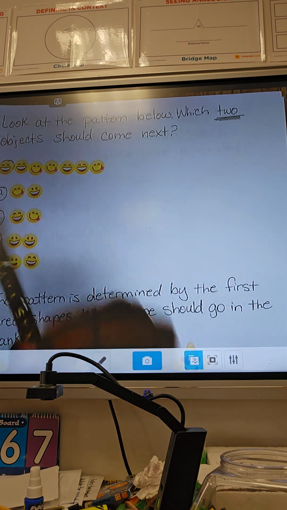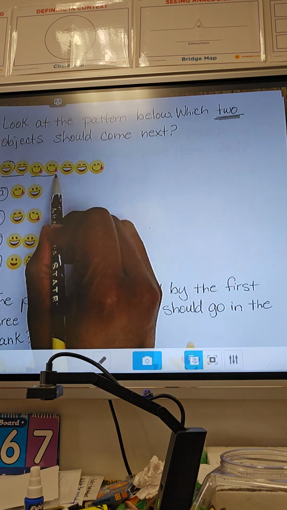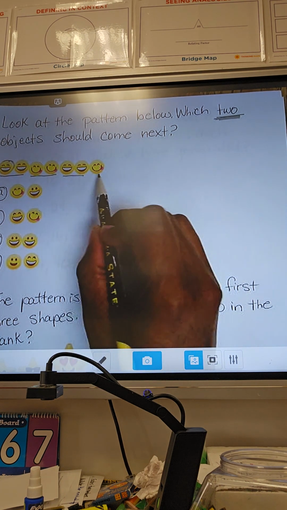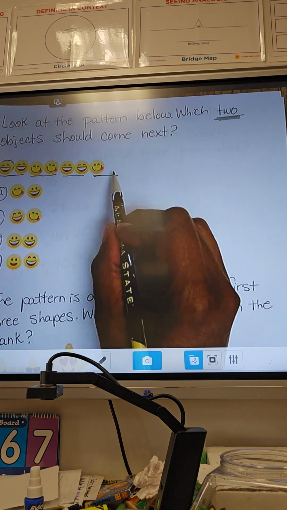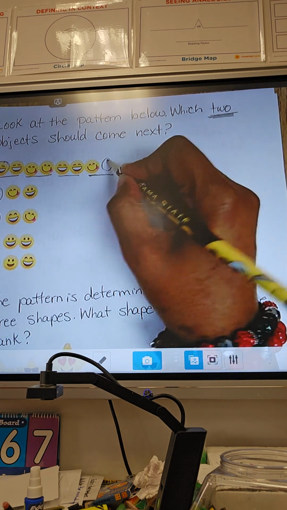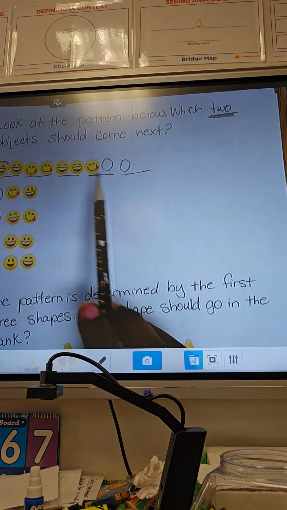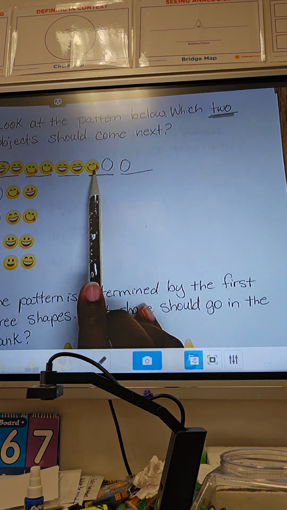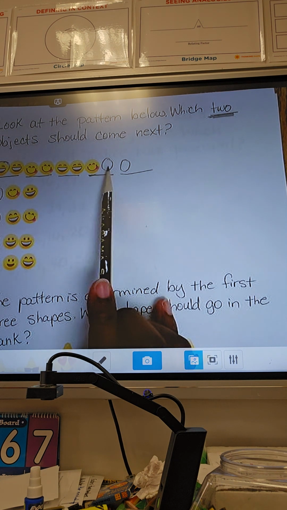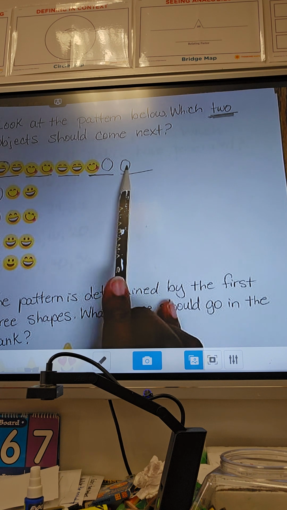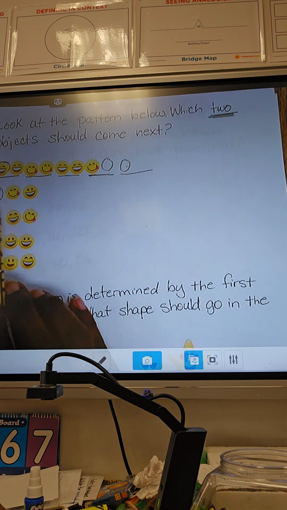Look at how it's situated. You have these two go together, these two go together, these two go together, and then they just give you one. What's the next one here? So if it's two, that means it's one here, and then the beginning of the next part of the pattern. So I know the next thing I need is another smiley face, and then another right here would be the big smiley face. So the answer would be A.